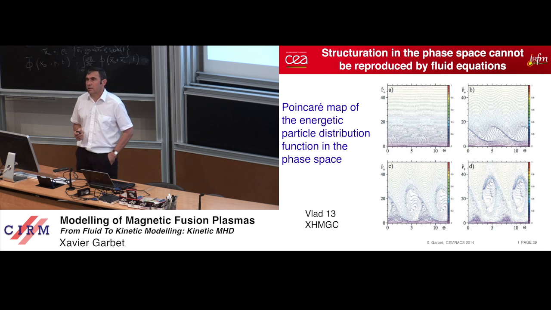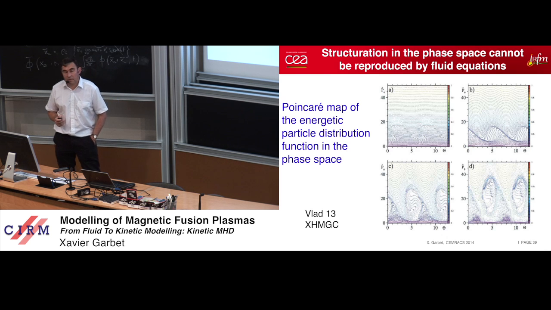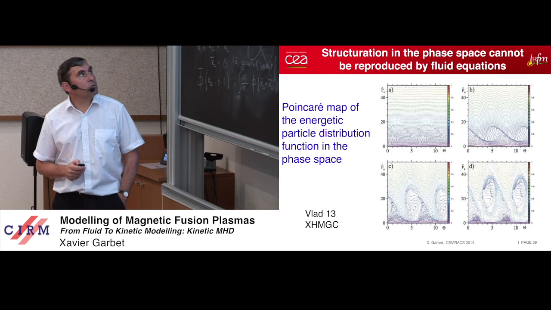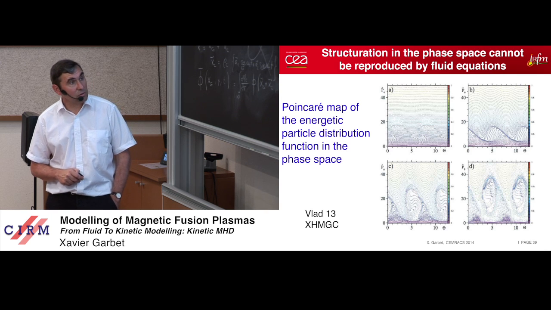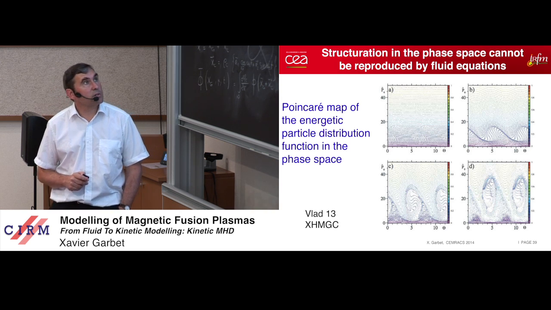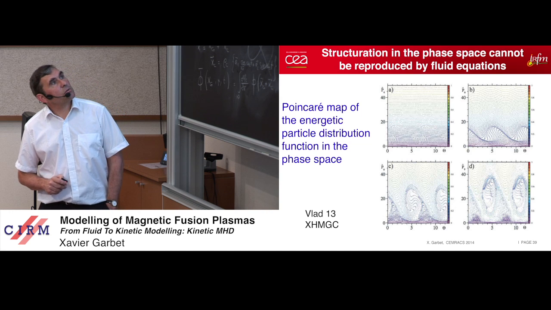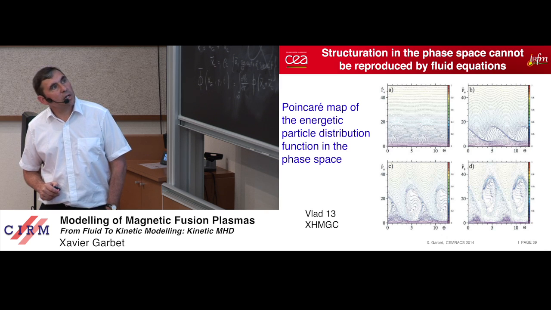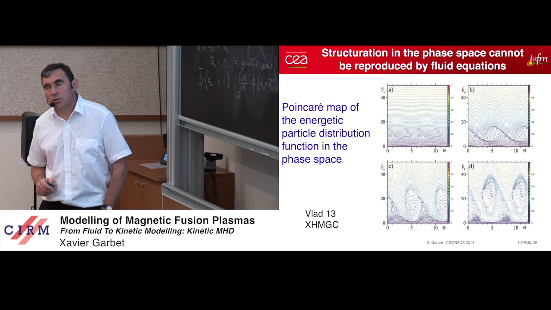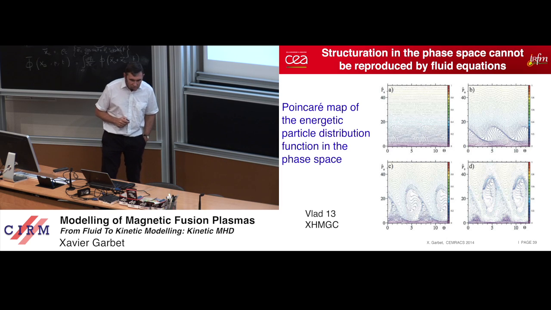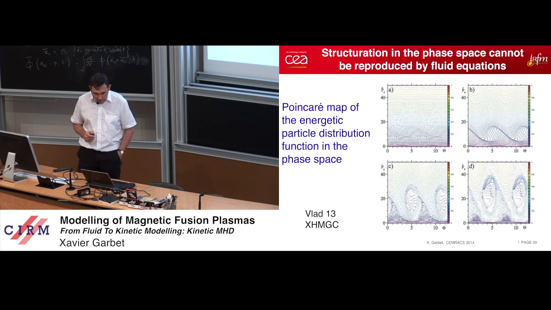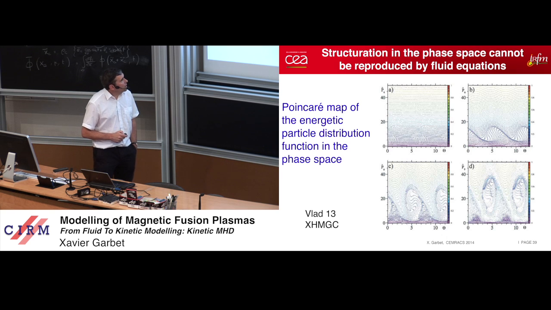Now, to give you an idea of why it is difficult, or in fact impossible, to simulate with fluid equations, if you look at the phase space, so this is another simulation by Vlad with another code. This is actually reduced MHD coupled to a PIC code. If you look at the phase space, so this is poloidal angle, and this is kinetic momentum. Well, at the beginning there is not much to say, but then with time you see these very intricate structures, which correspond actually to these clumps or holes that Jim mentioned briefly at some point.